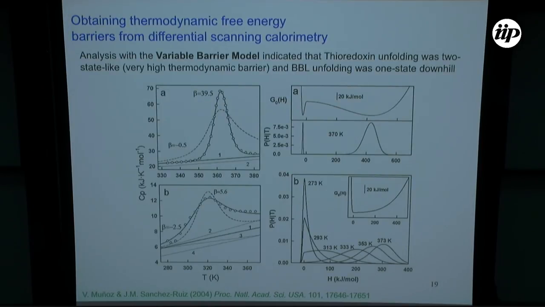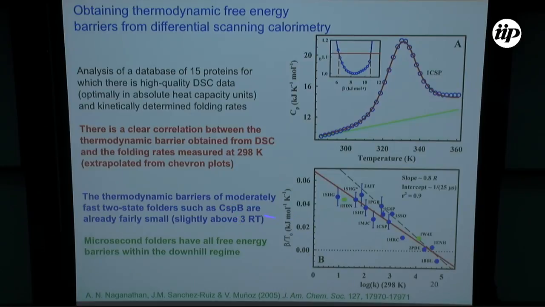Okay, so using that analysis, you could look at many different proteins, which we did for 15 proteins that have very high quality data from calorimetry, and they also have kinetically determined rates. And so we did the fits. This is for cold shock protein, for example. The model worked well for all of them. And when you're plotting the thermodynamic barrier you estimate from this analysis compared to the rate that people have measured experimentally, you see that there is a pretty good correlation, especially in this regime over here, which is when the barriers are very small.